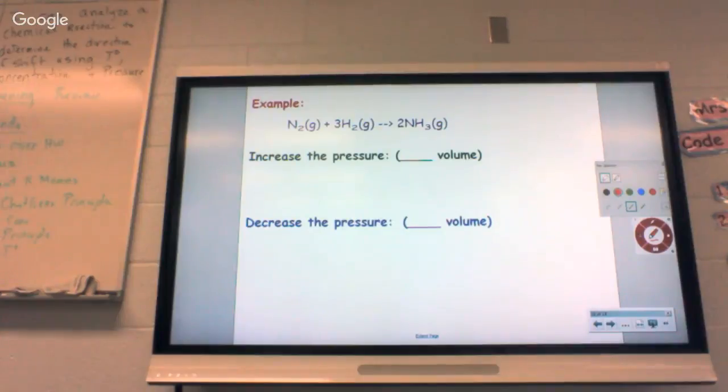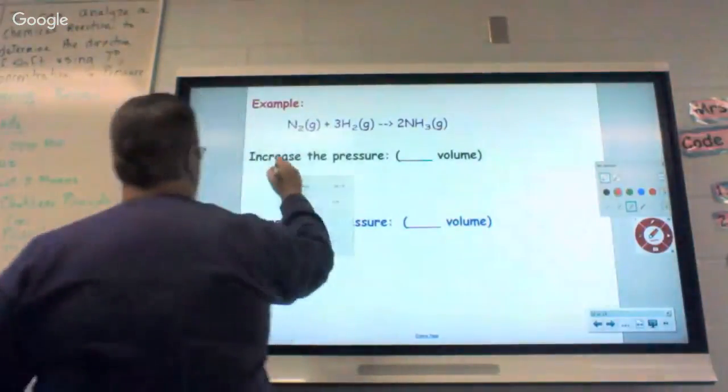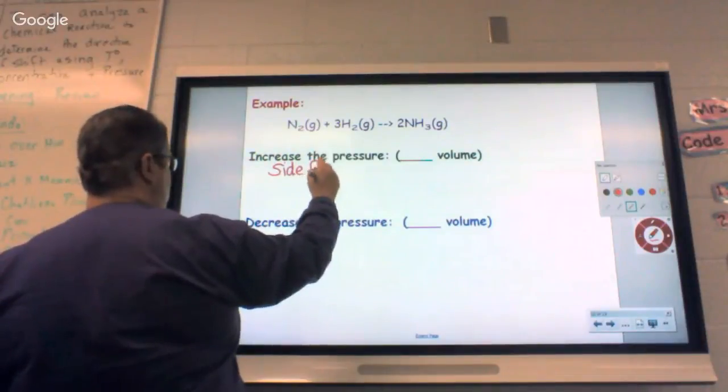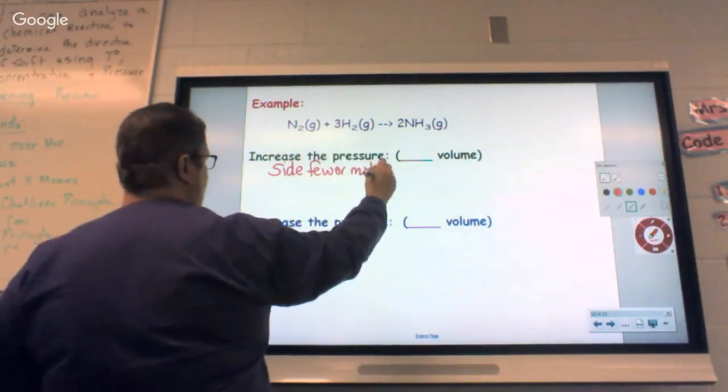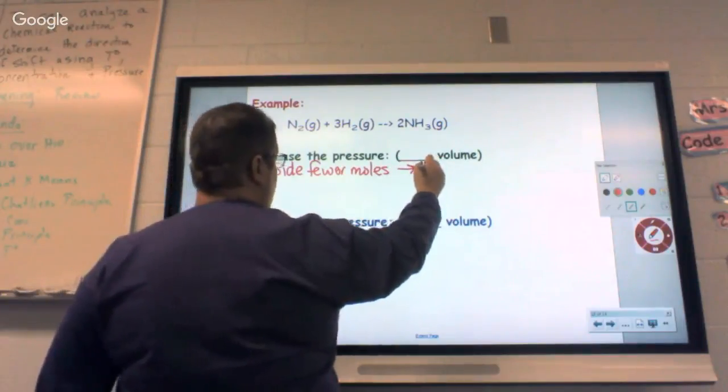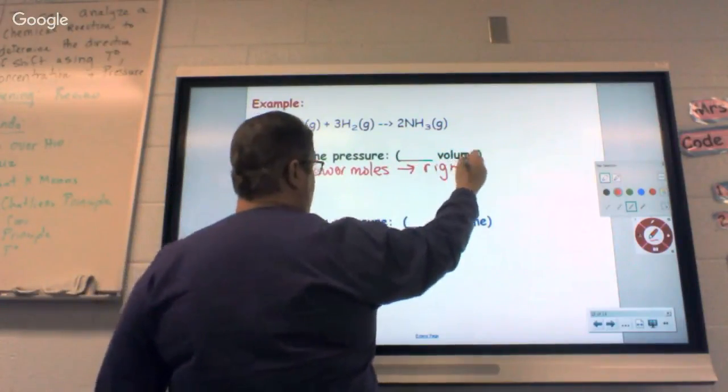All right, everybody got the equation? If we look at that, and we increase the pressure, what do we need to know first of all? What's the rule if we increase the pressure? It's going to go to the side of fewer moles. That means it's going to shift to the right, or the product.